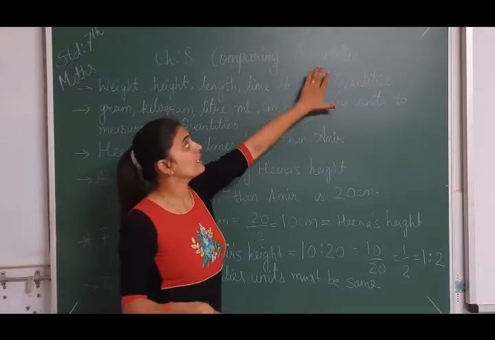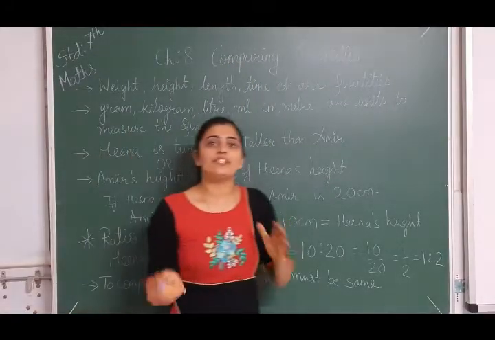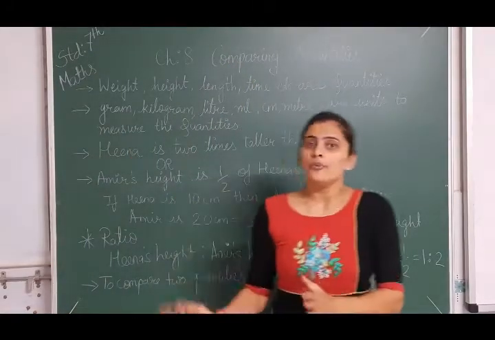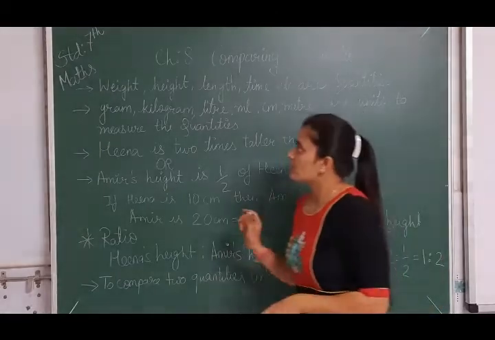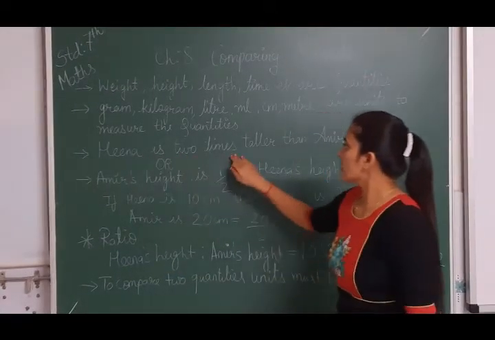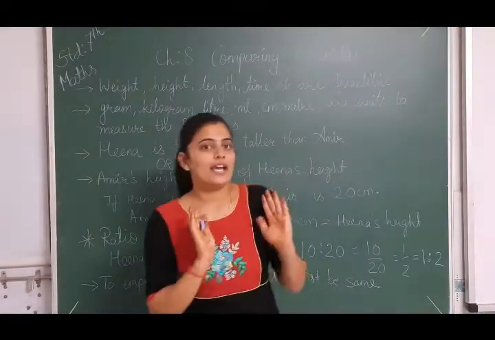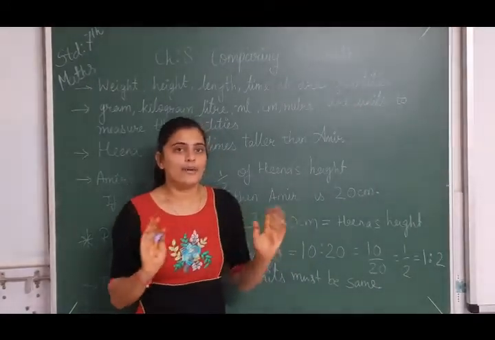Now, these quantities, what do we have to do over here? We have to compare them. Compare them means which is less and which is more. In those things we have to compare. Now here an example is there. Hina is 2 times taller than Amir. Now Hina's and Amir's heights are compared.